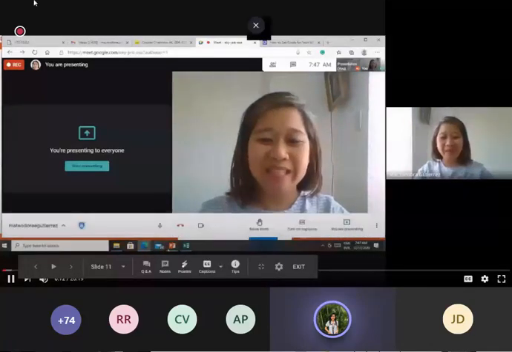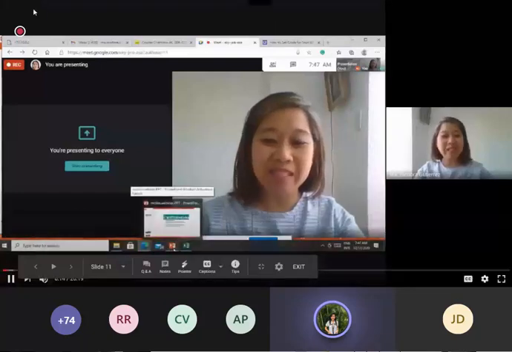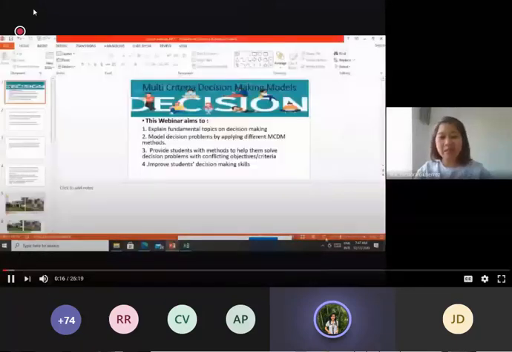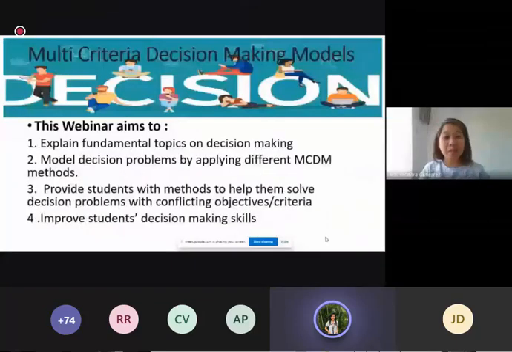Today I will discuss multi-criteria decision making. So let's start. This webinar has four objectives. One, explain fundamental topics on decision making. Two, model decision problems by applying different MCDM methods. Three, provide students with methods to help them solve decision problems with multiple criteria. And four, improve students' decision-making skills.